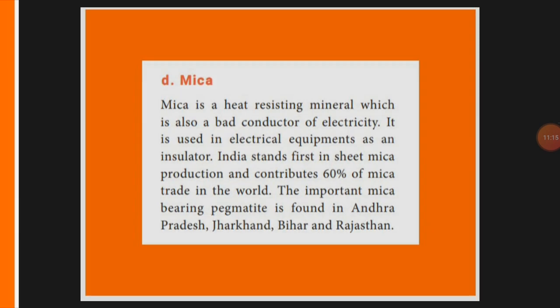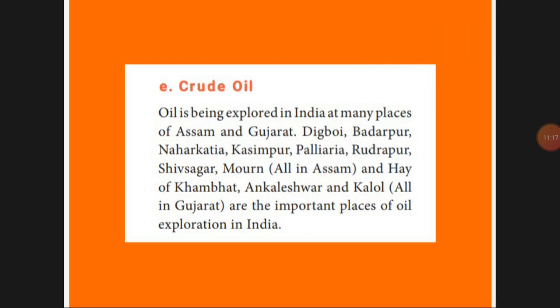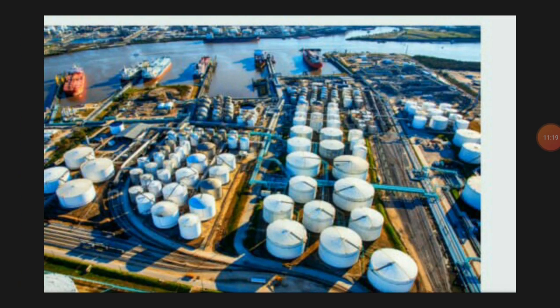Next, crude oil. In India, Assam and Gujarat are famous for crude oil. Most of the places, Digboi, Badarpur, Kasimpur are in Assam, and also Ankleshwar and Kalol in Gujarat are the oil exploration areas in India.